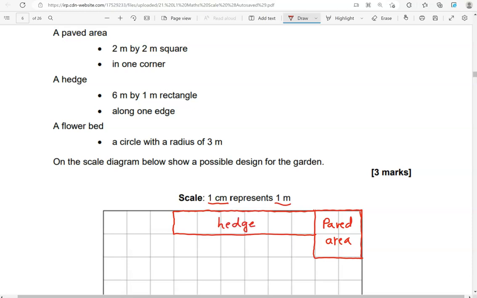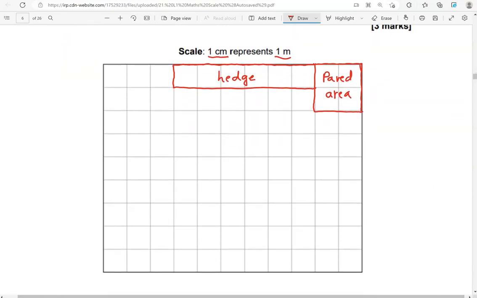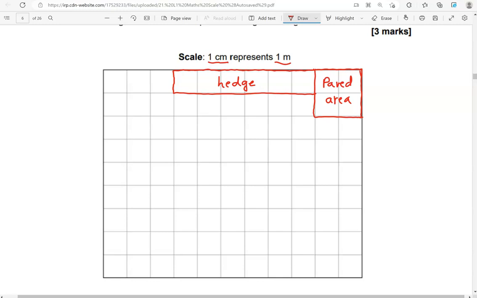And then flower bed, which is a circle with a radius of 3 meters. So radius of 3 squares. So if we do it here, right in the middle, so we have the center in the middle. 1, 2, 3, 1, 2, 3, 1, 2, 3, 1, 2, 3. So the radius is that distance from the center of the circle to the circumference. You'd need to use a compass to draw this accurately, but this gives you an idea.